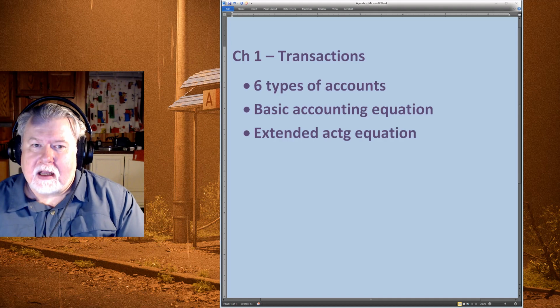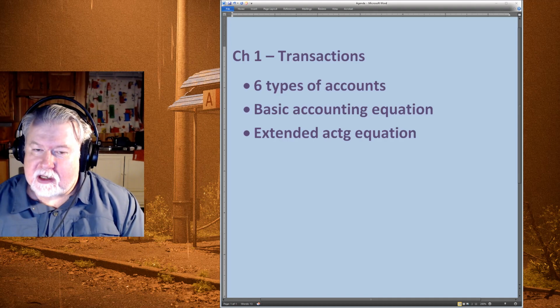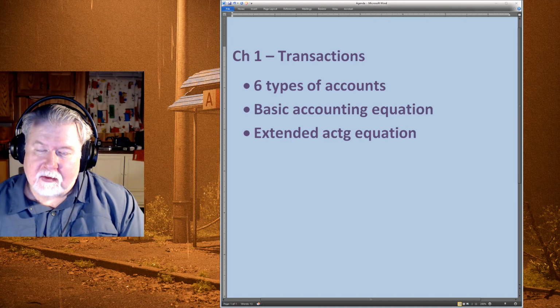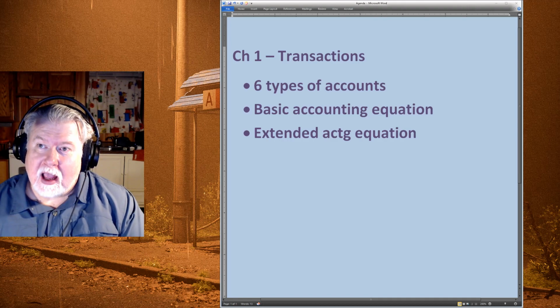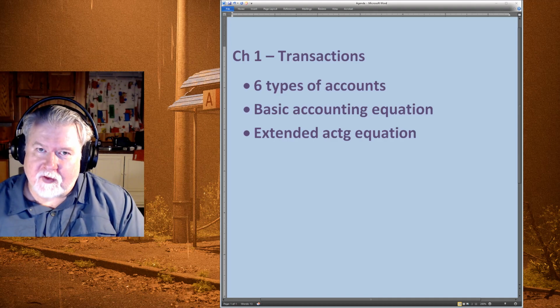Welcome back. Okay, we're on the last part of Chapter 1, Business Transactions. Previously, we looked at the 4 different types of financial statements: income statement, statement of owner's equity, balance sheet, and the cash flow statement. And those are all informational items that we give external users. Well, how do we get the information into those financial statements?